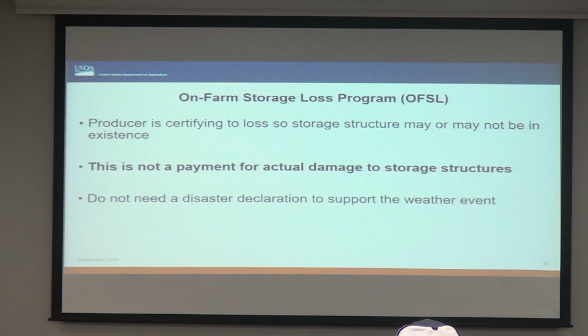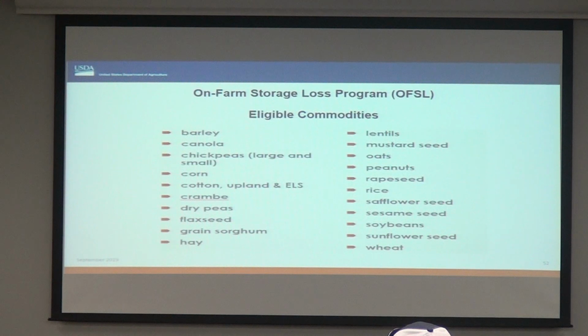And this is not a payment for the damaged or destroyed structure like a grain bin. I mean, we're not paying for the bin itself, we're paying for the crop that was in the bin at the time of the disaster. So no disaster declaration needs to be declared to support the weather event that occurred. And some eligible commodities, of course, a few here in Georgia are corn, cotton, grain sorghum, hay is eligible under this program, peanuts, soybeans, and wheat.